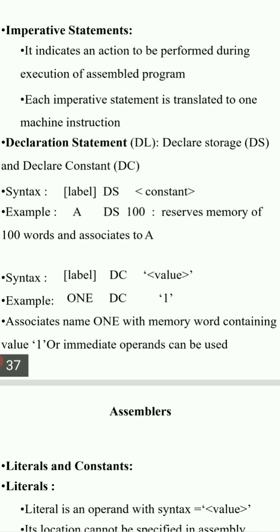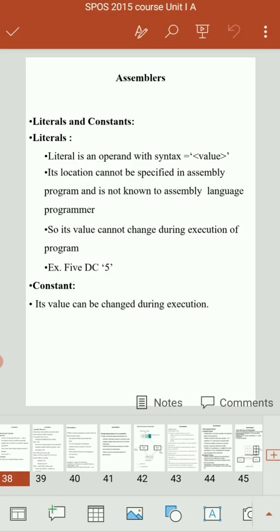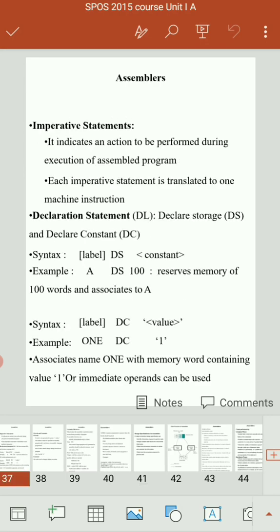Here you can see the example, 1 DC 1, because we are using only one word. And if we are using declare storage, we can reserve a block of memory. So A DS 100, because we can store that much memory here.